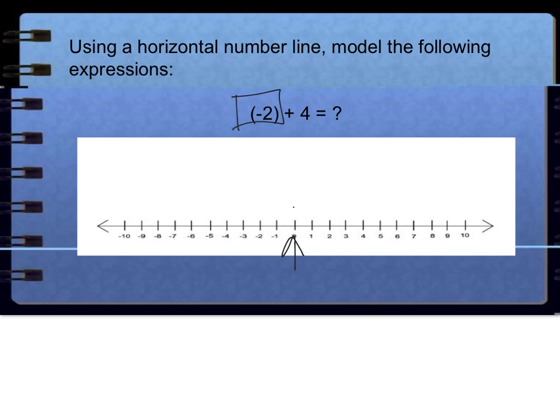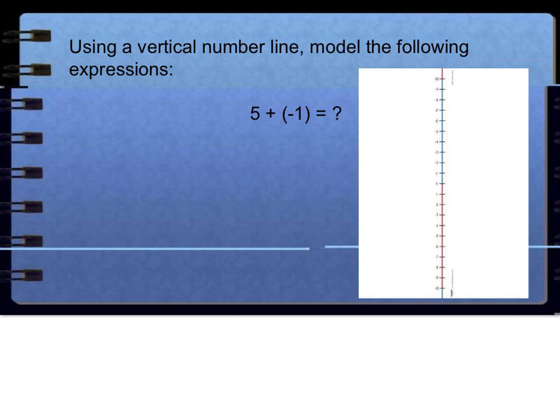So I'm going to start at 0 and move back 2. There's my first vector, represents negative 2. We will start where we ended to do 4. The 4 tells us how many spaces. The positive tells us which direction. So we're going to move 1, 2, 3, 4 spaces to the right. Our answer is positive 2.